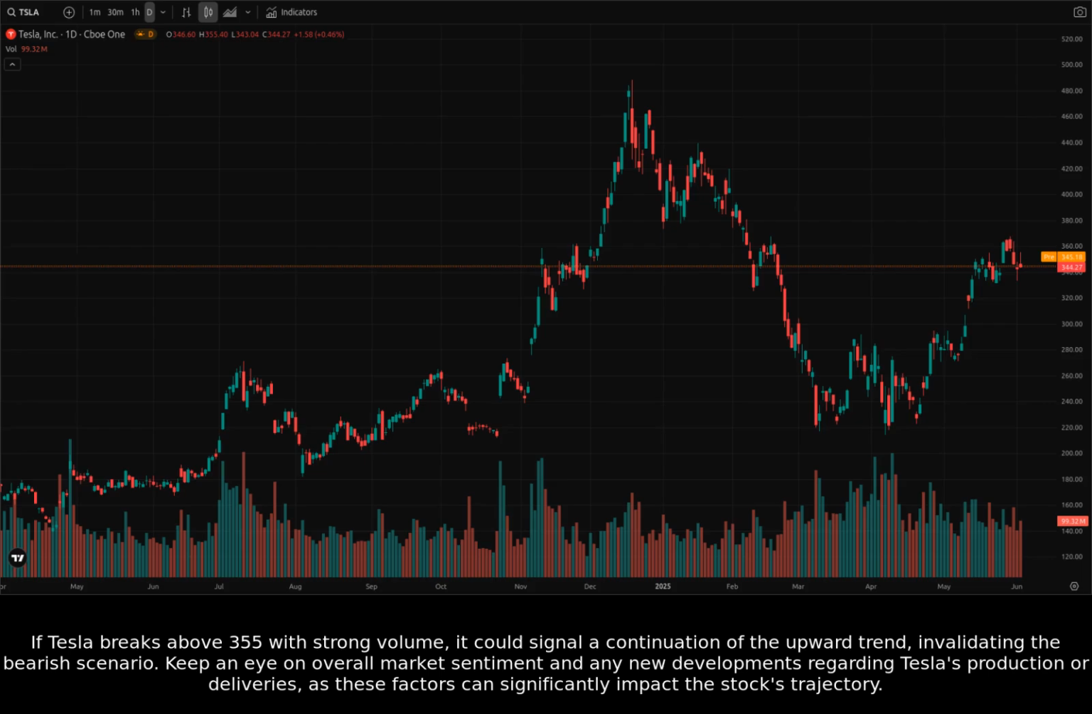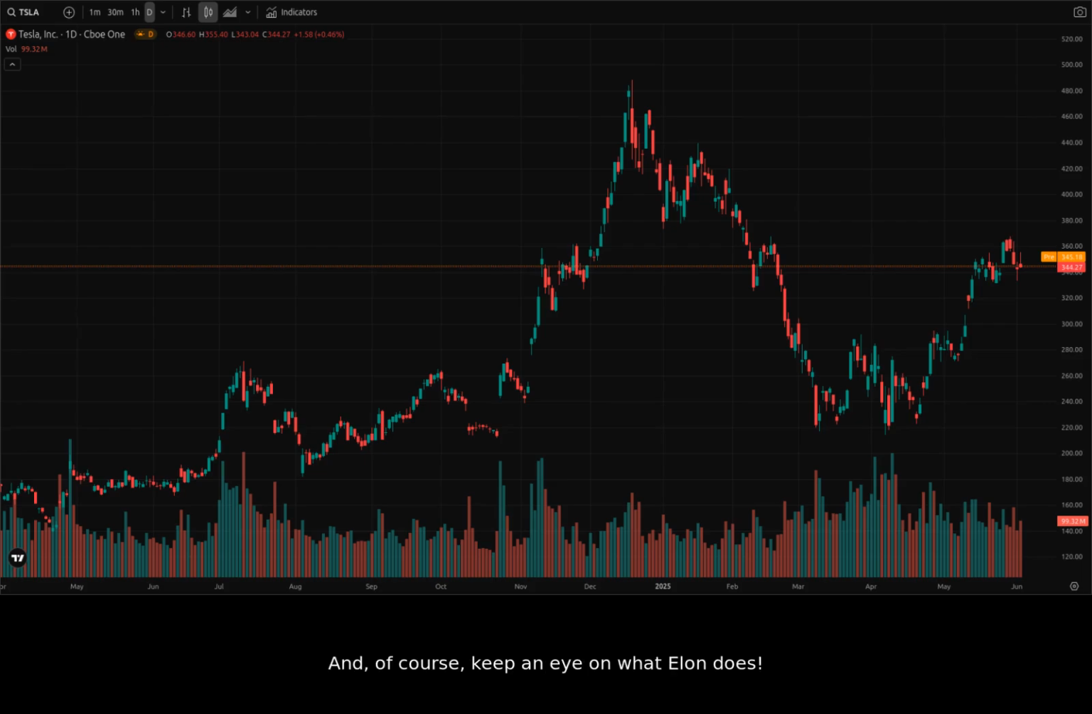If Tesla breaks above 355 with strong volume, it could signal a continuation of the upward trend, invalidating the bearish scenario. Keep an eye on overall market sentiment and any new developments regarding Tesla's production or deliveries, as these factors can significantly impact the stock's trajectory. And, of course, keep an eye on what Elon does.